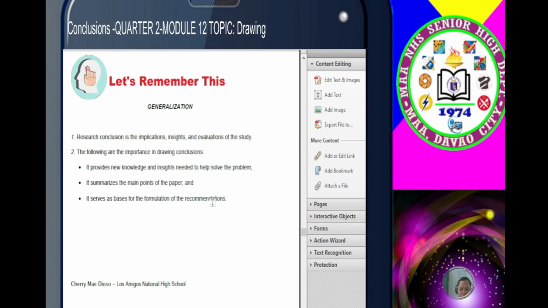Okay, then let's remember this. Our research conclusion is the application, insights, and evaluation of the study. The following are important in drawing conclusions. It provides the knowledge and insights needed to help solve the problem. It summarizes the main points of the paper. Then it serves as a basis for the formulation of the recommendations.